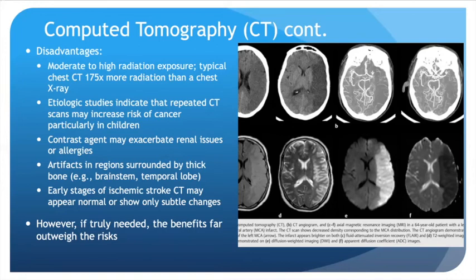The contrast agent can exacerbate renal issues or allergies, as previously stated, and the CT can be susceptible to artifacts in regions surrounded by thick bone, such as the brain stem or the temporal lobe. And early stage ischemic strokes don't appear very clearly on CT. They might just look like very subtle changes. So there are some risks associated and some disadvantages for sure with CT scans. However, if the patient really needs a CT scan, the benefits far outweigh the risks.